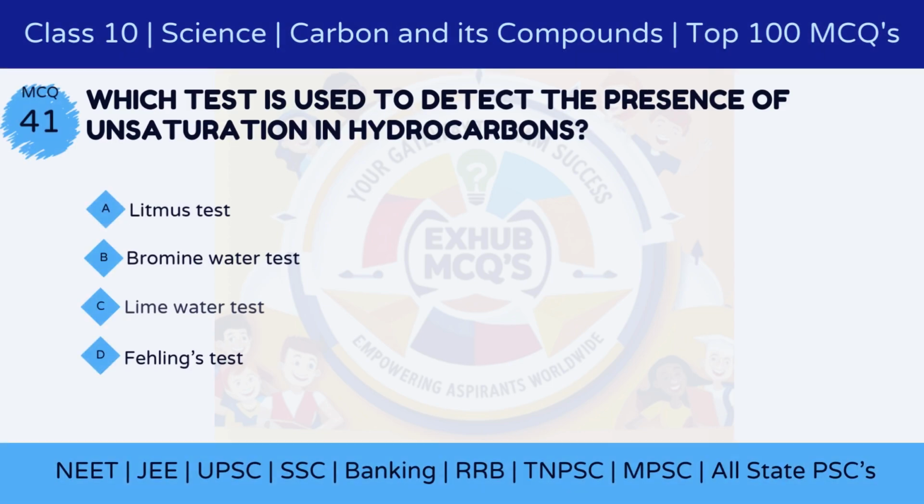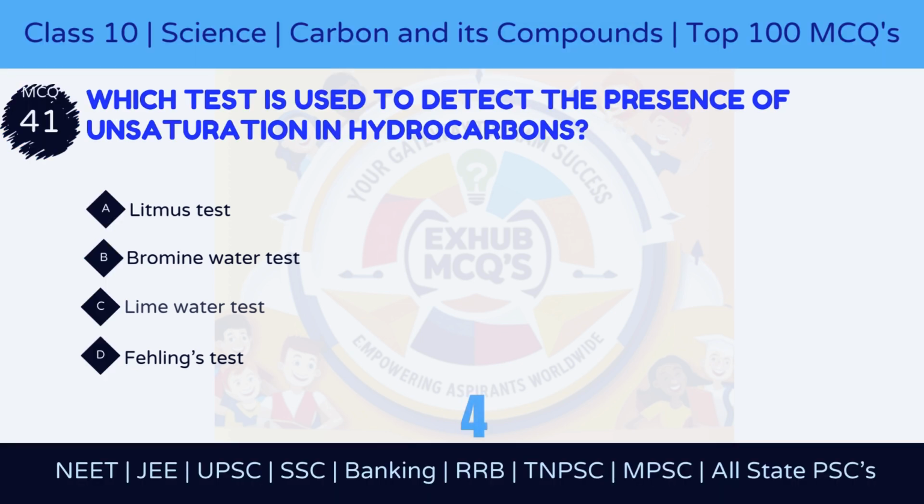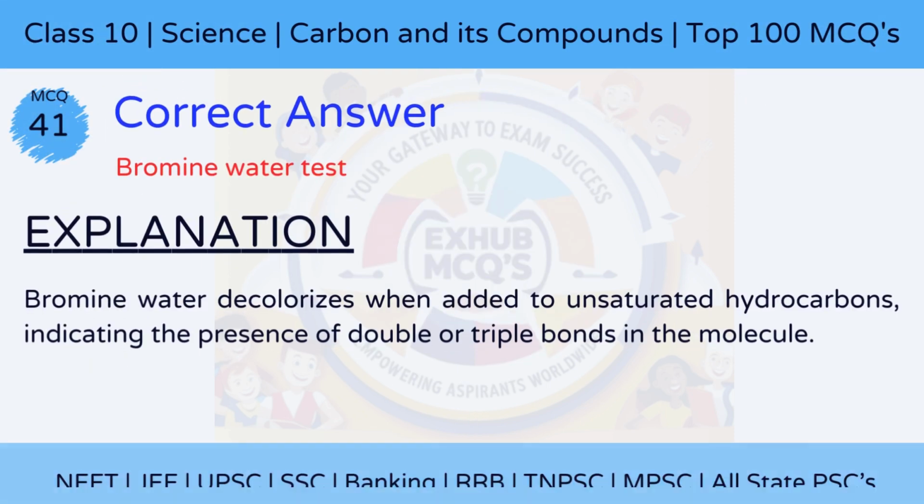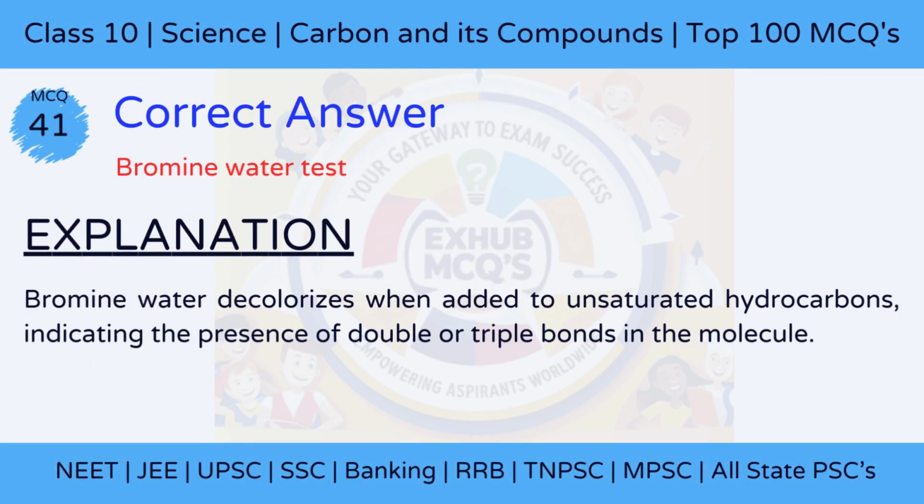MCQ 41. Which test is used to detect the presence of unsaturation in hydrocarbons? Option A, litmus test. Option B, bromine water test. Option C, lime water test. Option D, Fehling's test. The correct answer is option B, bromine water test. Explanation: the bromine water test is used to detect unsaturation in hydrocarbons. Unsaturated hydrocarbons, such as alkenes and alkynes, decolorize bromine water due to addition reactions across double or triple bonds.